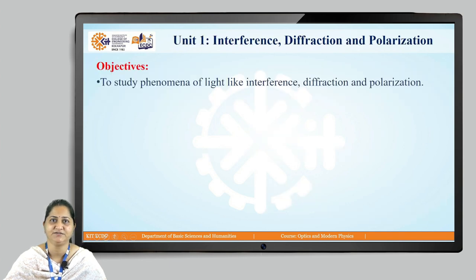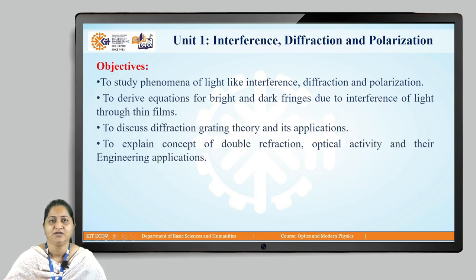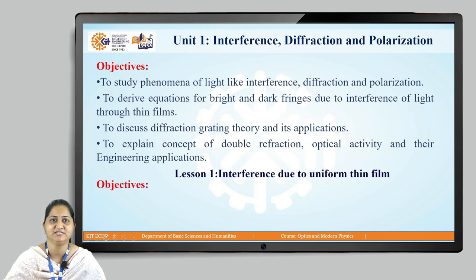So the objective of this unit is to study phenomena of light like interference, diffraction and polarization. We will also derive equations for bright and dark fringes due to interference of light through thin films. We will discuss the diffraction grating, its theory and applications, and we will see the concept of double refraction, optical activity and their engineering applications in this particular unit.